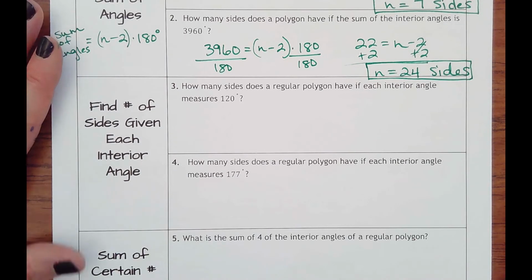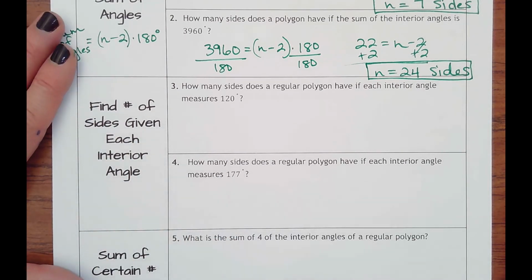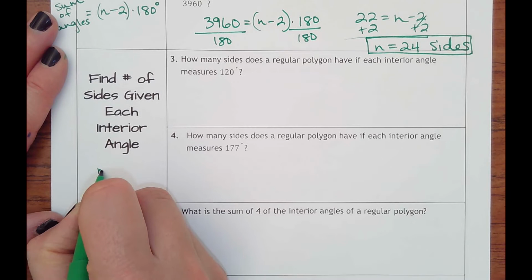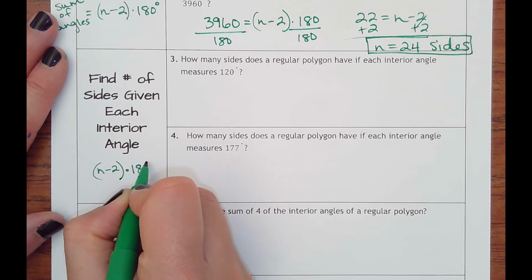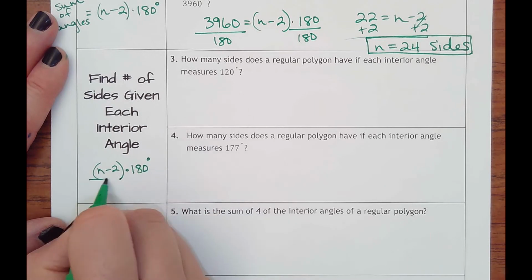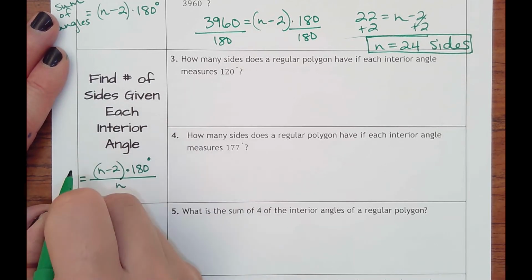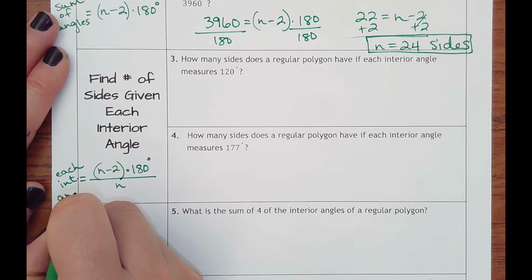All right, then we switch it up just slightly. It says find the number of sides given each interior angle. So not a sum, but each individual angle. And what we did there was we had the number of sides minus 2 was the triangles times 180 degrees for each triangle. Then that got divided by how many sides it had. So this is how we find each interior angle.